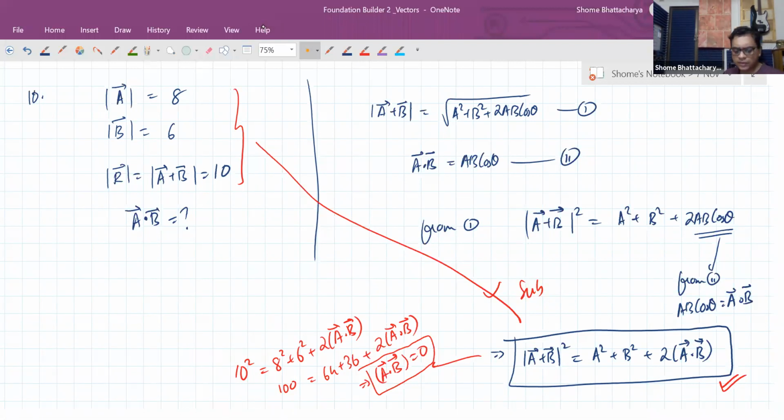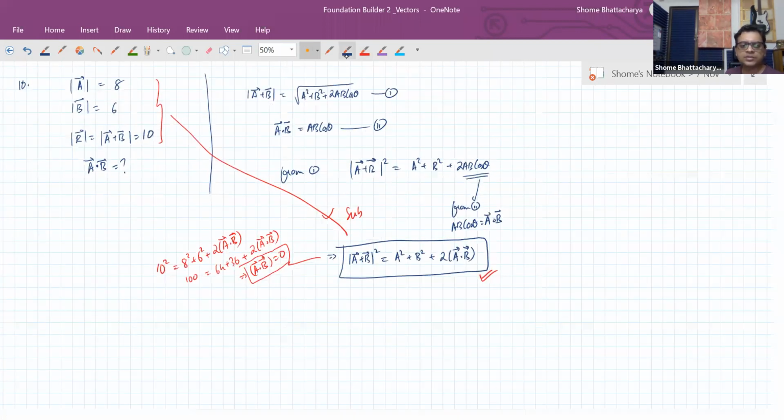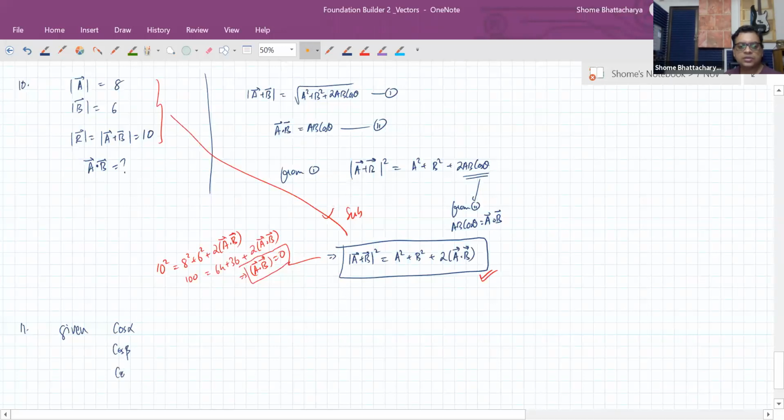Finish this, then we'll discuss 11th and 12th also. So 11th is a pretty direct question. It should not be too difficult. In the 11th you have to just substitute in the formula. Direction cosines of a vector are given to us and the magnitude is given to us. So given the direction cosines, cos alpha, cos beta and cos gamma are given to us as 3 by 13, minus 4 by 13.